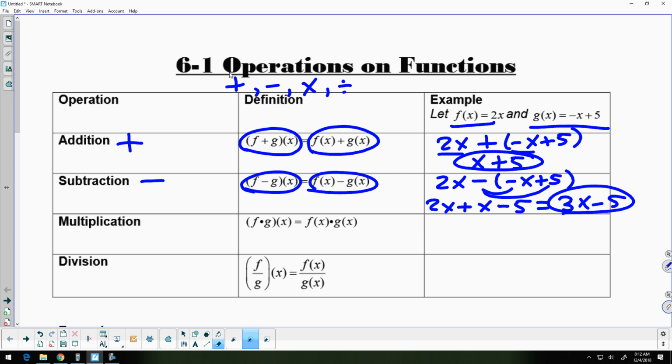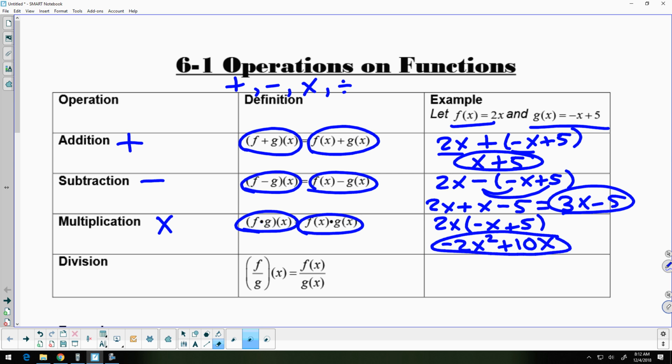Okay? Next, multiplication. So now we're timesing. So we're going to take these two functions, again written one of two ways. Just going to multiply them. So we got f of x. We're timesing it by g of x. So how do I multiply these together? Just distribute. So take that 2x, distribute it to both terms. You'd have a negative 2x squared plus 10x. There you go. And the last one is division.